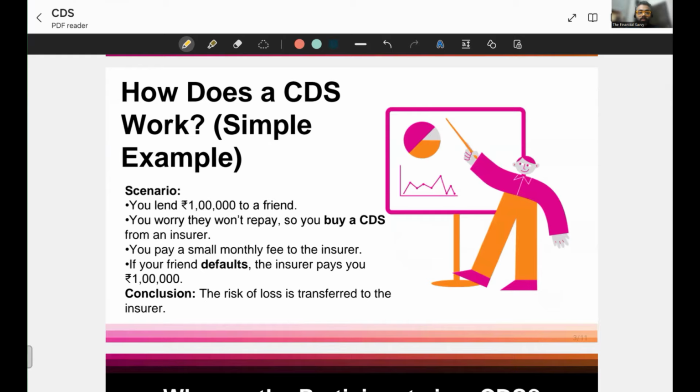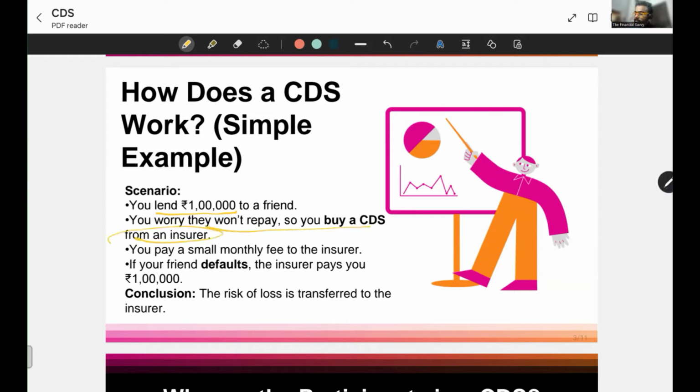Here you can see how a CDS works. Now let me give an example that makes this super easy to understand. Imagine you lend 1 lakh rupees to a friend, but you are a little worried. What if they don't pay you back? So you go to an insurance company, let's say a bank, and say, hey, if my friend doesn't repay me, you will cover my loan.